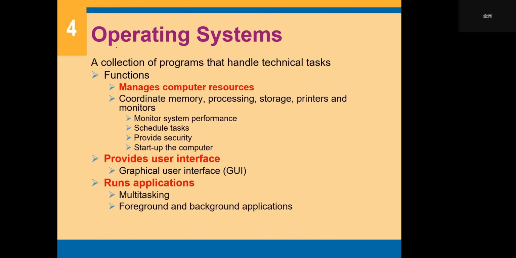So we can conclude that an operating system is a collection of programs that handle technical tasks. And the functions are, firstly, to manage the computer resources. Secondly, to provide the user interface. Thirdly, to run the applications. While managing the computer resources, it covers the memory, the processing, the storage, and some peripherals like printers and monitors, right?